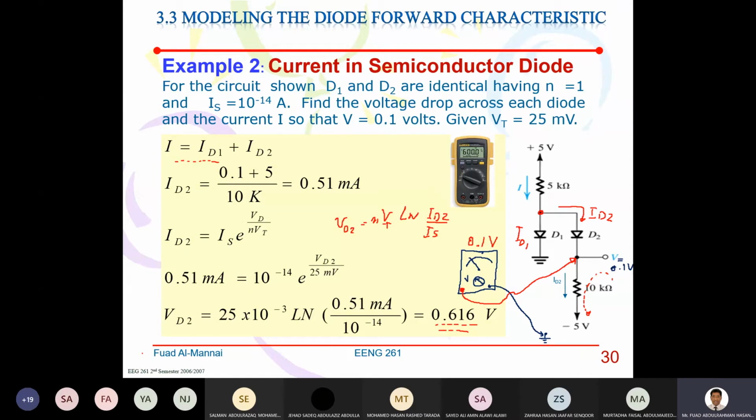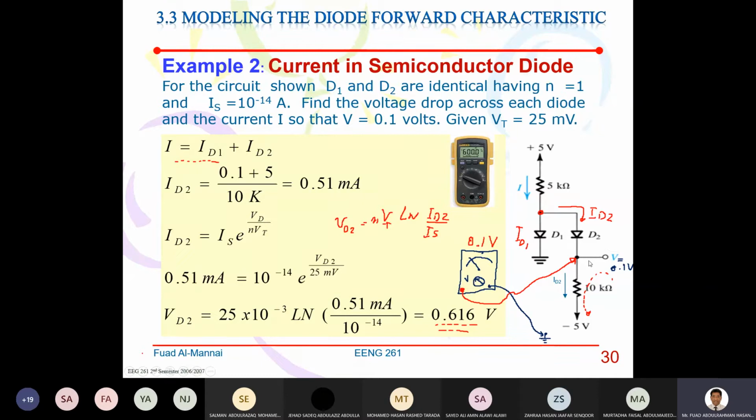Now I found the current here and the voltage here. Can I find the current ID1? No, because I don't have the value of I, so I can't. Now I'm going to redraw the circuit.